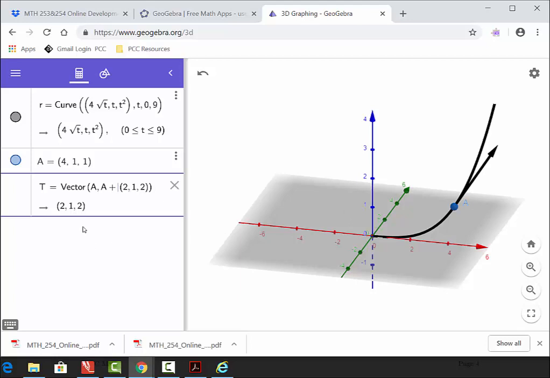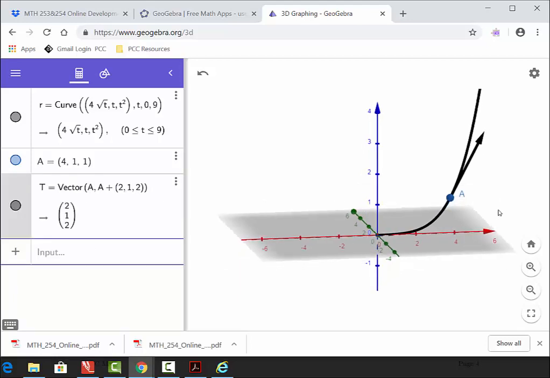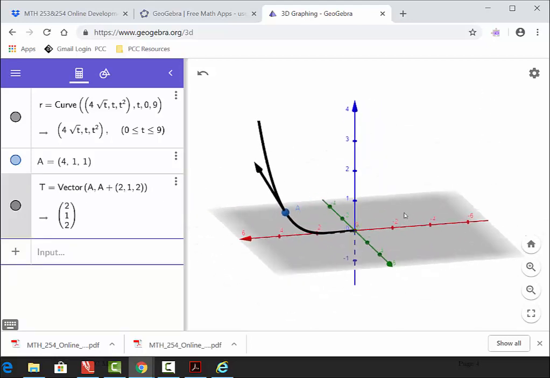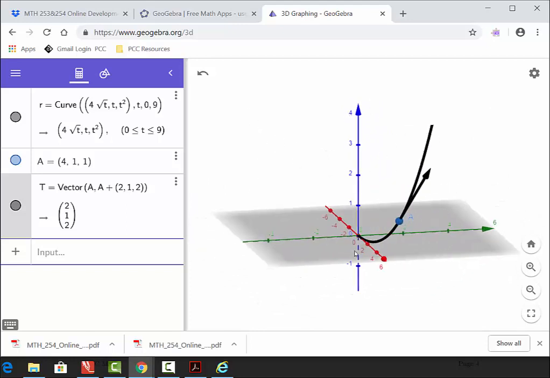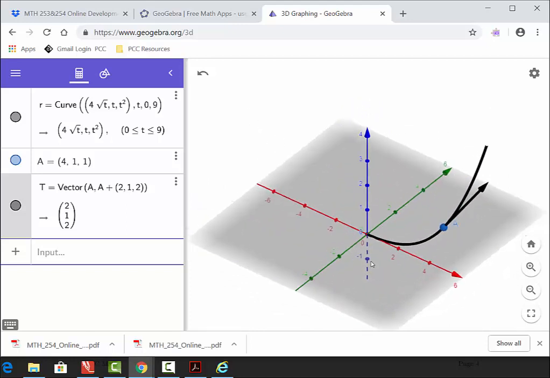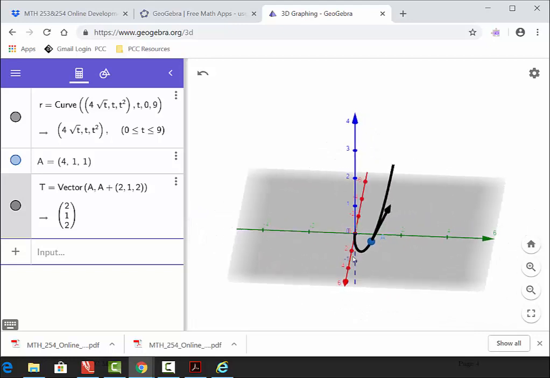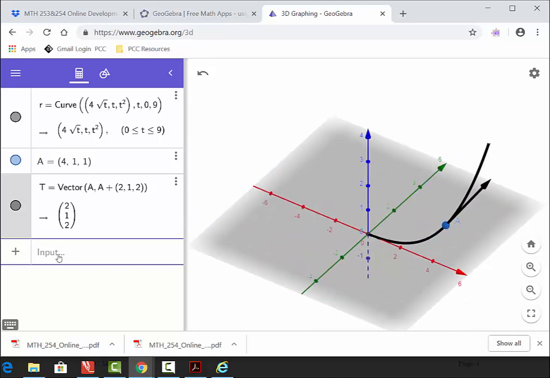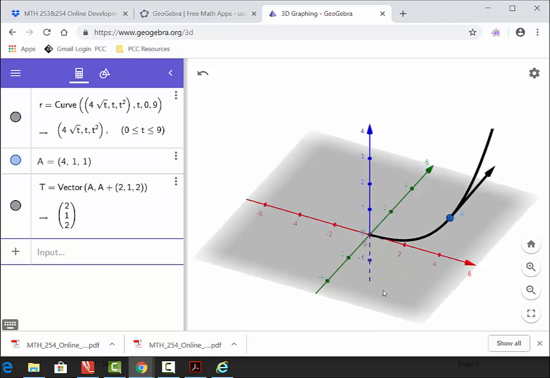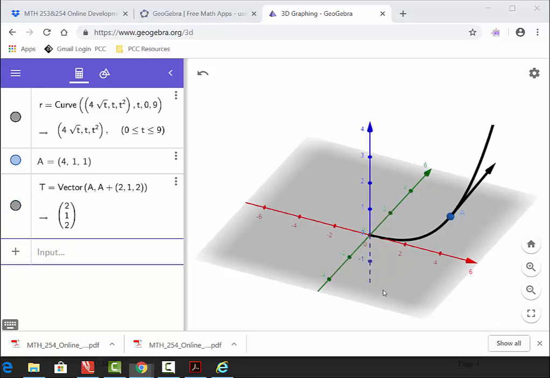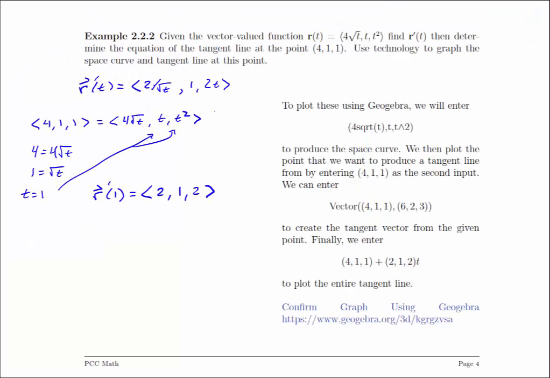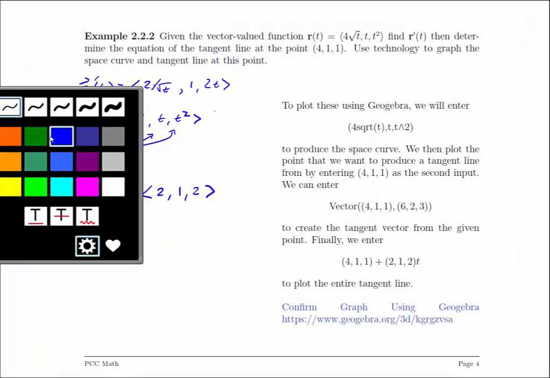Okay. And we can actually change our view and see that, yes, that looks like the direction vector that we want for our space curve in this location. Now, let's go ahead and get the equation of the tangent line real quick. And so back over here, sure, I'll switch colors.